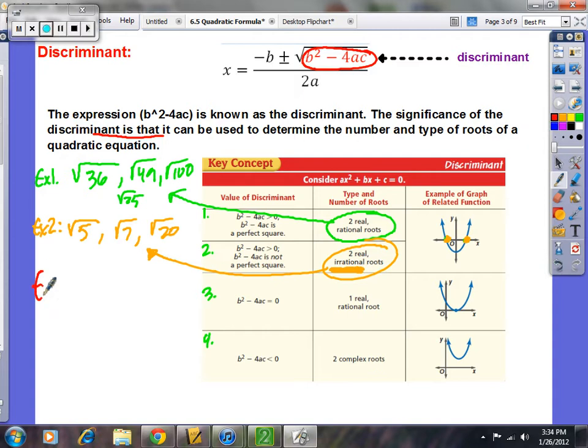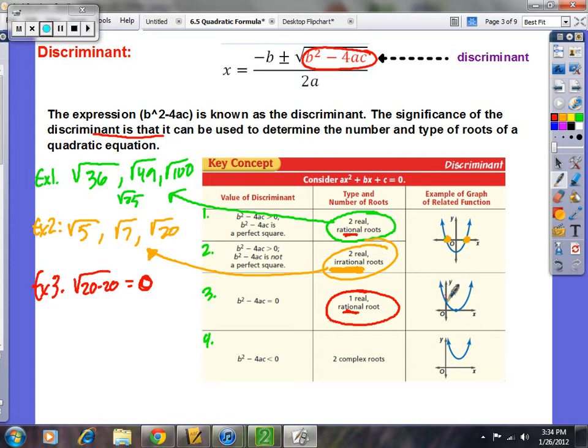Okay, let's do another example. Example number 3. If your discriminant is 20 minus 20, if you ever end up with a 0, then your answer is going to be 1 real root, and it is going to be rational. So it's going to be just like number 1. They're going to be sweet. Those are the nice numbers that we love, rational numbers. And it looks like this.